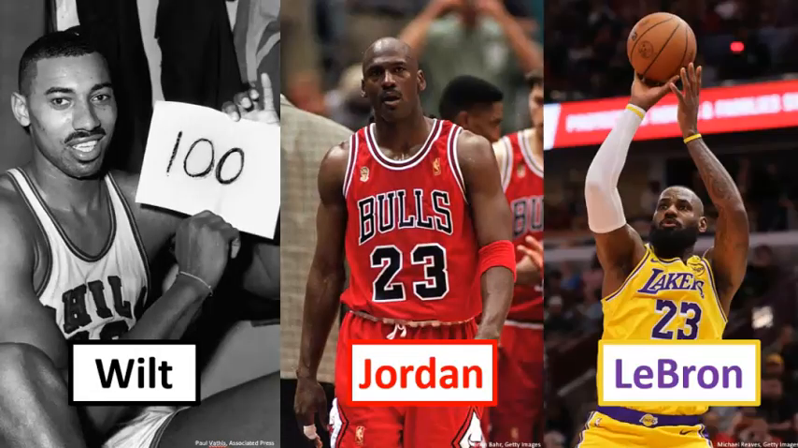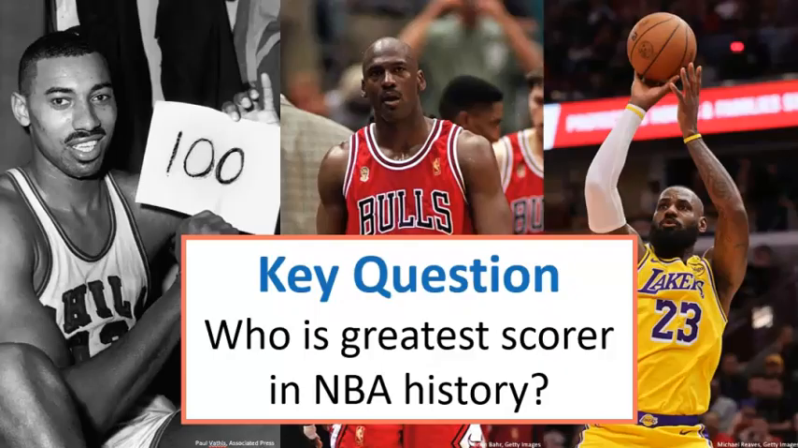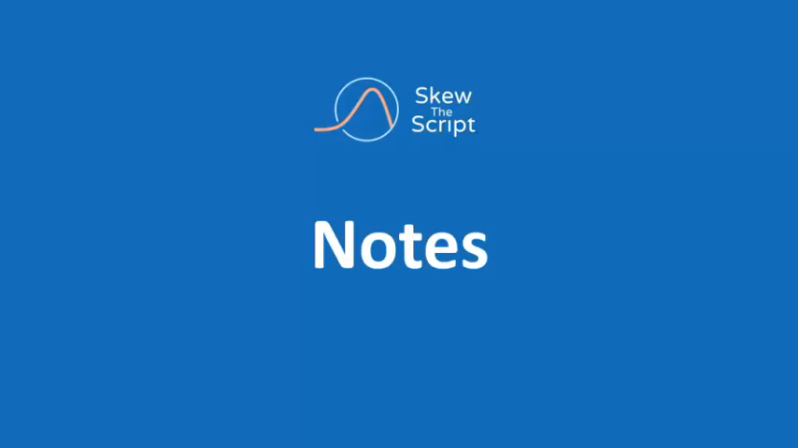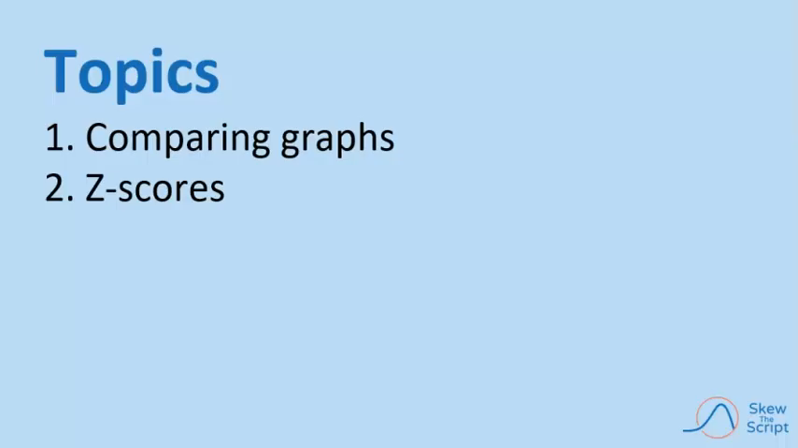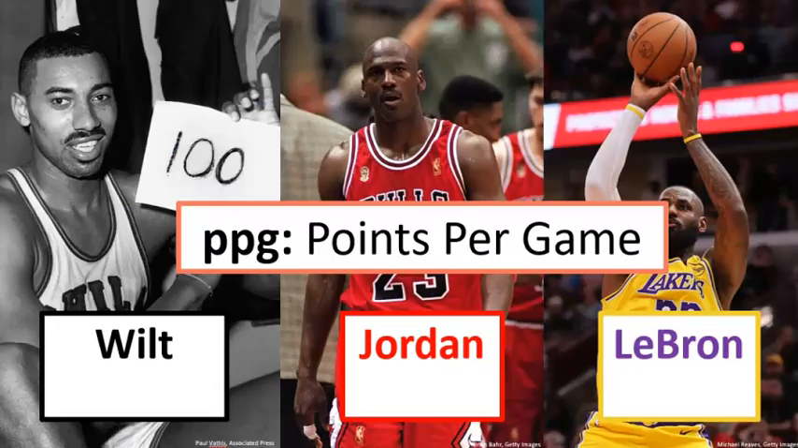We don't have time to do an analysis of all aspects of these athletes' careers and skills. So instead, we're going to focus on one aspect of their game, their scoring. Specifically, we're going to attempt to answer the question, who is the greatest scorer in NBA history? With that question in mind, let's move into our notes. We're going to cover two topics today, starting with comparing graphs.